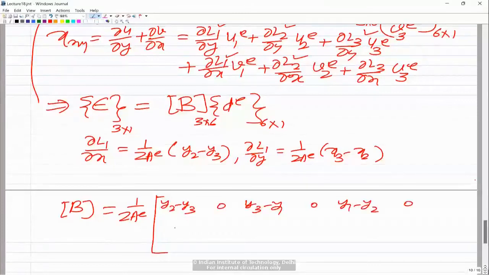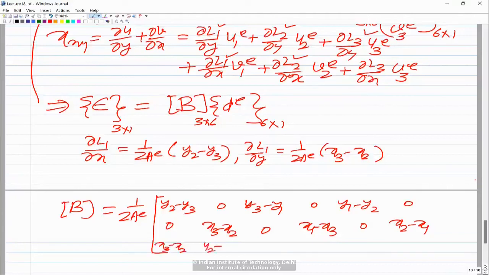Similarly, the second row would be in terms of the y derivative. So this will be 0, and then x3 minus x2, then 0, then x1 minus x3, 0, and then x2 minus x1. And the third row, which is the derivative with respect to both, will have x3 minus x2, y2 minus y3, x1 minus x3, y3 minus y1, x2 minus x1, and y1 minus y2. So this is going to be your B.